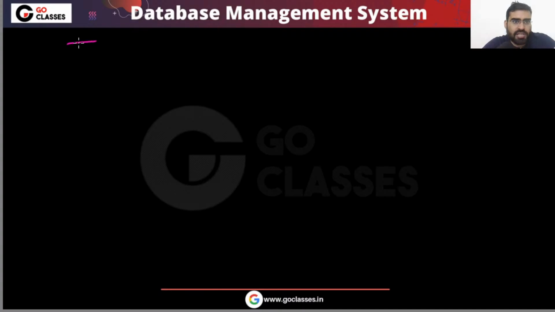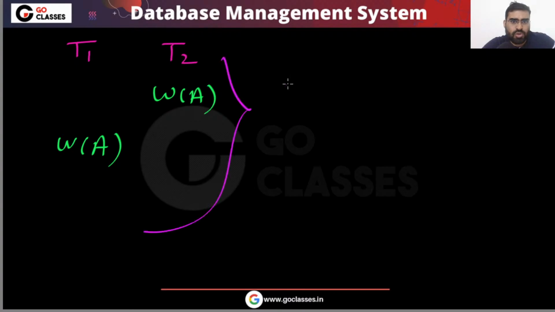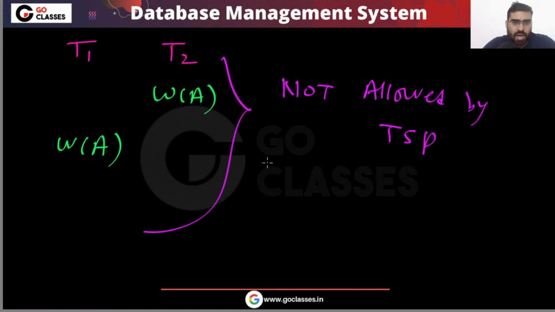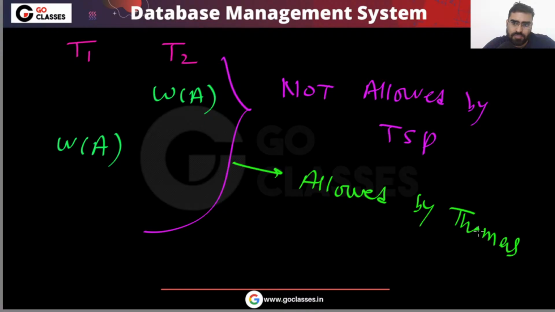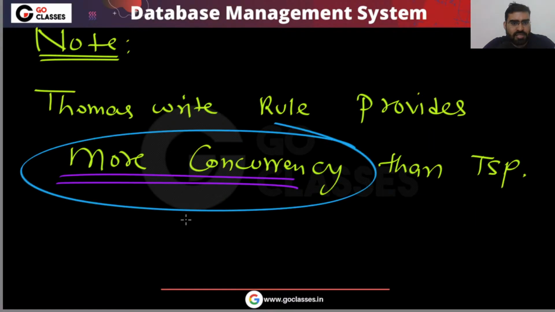So for example, you can take this example T1, T2. A simple example is that this is a write operation. You can easily see this schedule is not allowed by TSP. But this is allowed by Thomas Write rule. So Thomas Write rule will give you more concurrency. More schedules are allowed.